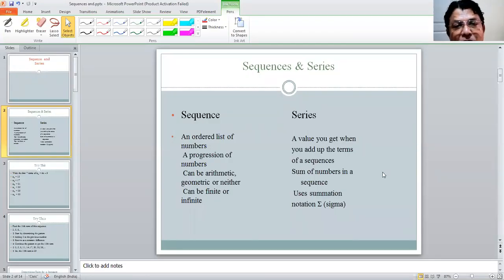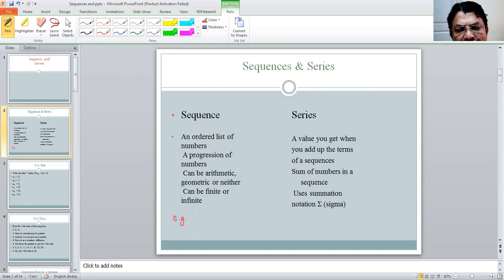Dear students, we're going to see something called sequences and series today. Let's first understand what a sequence is and what a series is. A sequence is an ordered list of numbers, or a progression of numbers. So what is a sequence? An ordered list of numbers. Let me give you an example.